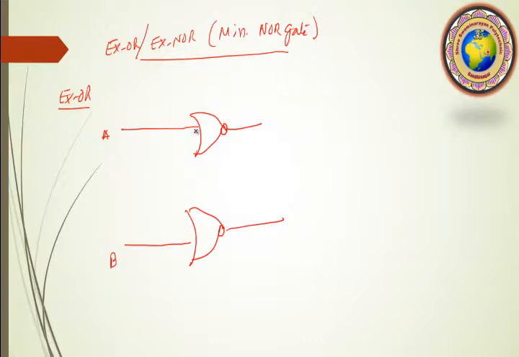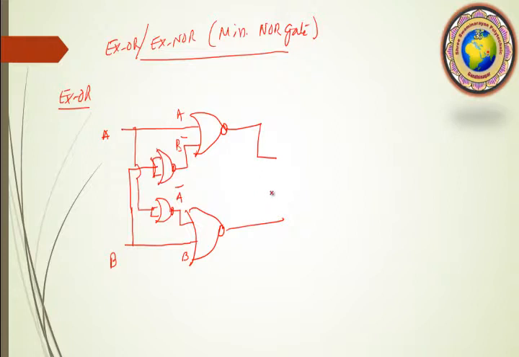I require B in its inverted form, so I take here an inverter. Okay, so here I take B bar. Same way I require to convert A, so I take here A bar, and here is a B, and here is a A. Okay, so this together I take once another NOR form.